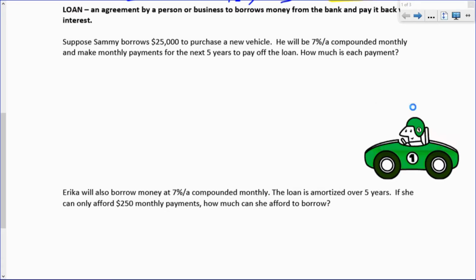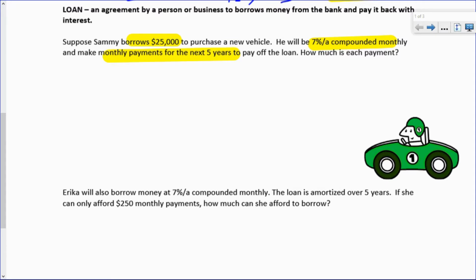In this lesson, we're going to talk about loans. So a loan is an agreement for a person or business to borrow money from the bank and pay it back with interest. Suppose you buy a vehicle. So in this case, Sammy borrows $25,000 to purchase a new vehicle. And the interest rate is 7% compounded monthly. And he's going to take 5 years of monthly payments to pay off the loan.